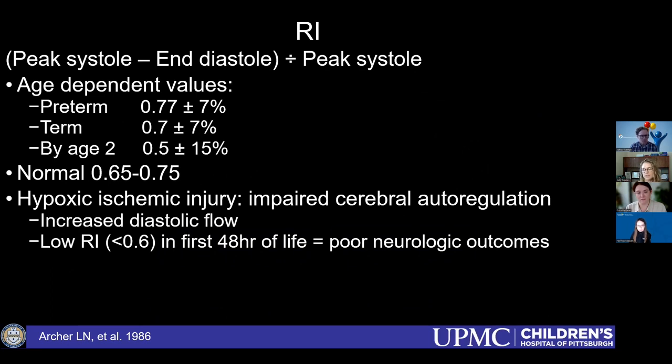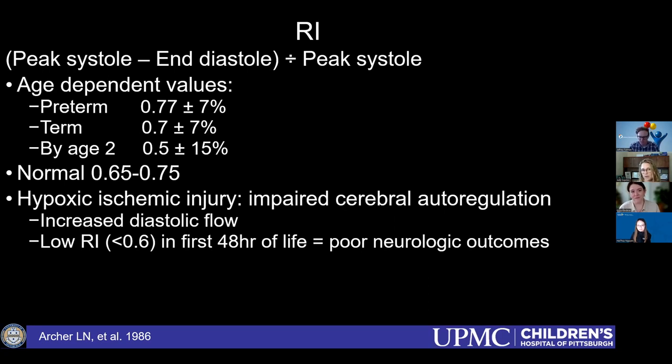So in the literature, depending which article you reviewed, the normal values will vary from premature through term infants, and by a percentage. I hate numbers and I always have to look up numbers. And so I kind of just in my mind think 0.65 to 0.75 is normal, and anything too high or too low is not normal.